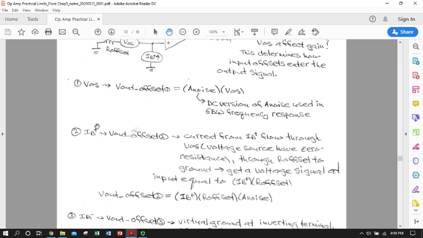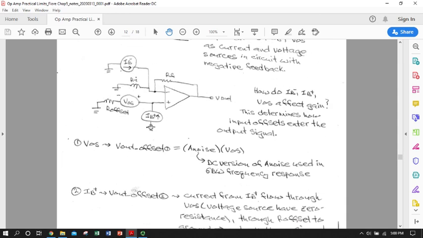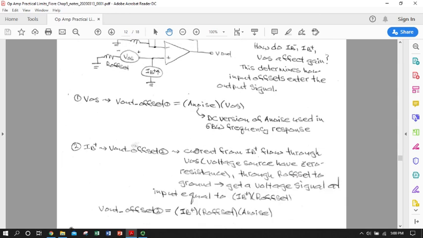So we're going to define the V output offset, the DC error in the output due to this non-inverting current source. Where does this go? How does it create an error? The current flows from IB non-inverting. It goes through the voltage source, because the voltage source is a short. It creates voltage, but it has zero impedance, that's the characteristic of an ideal voltage source. It goes through this resistor to ground.